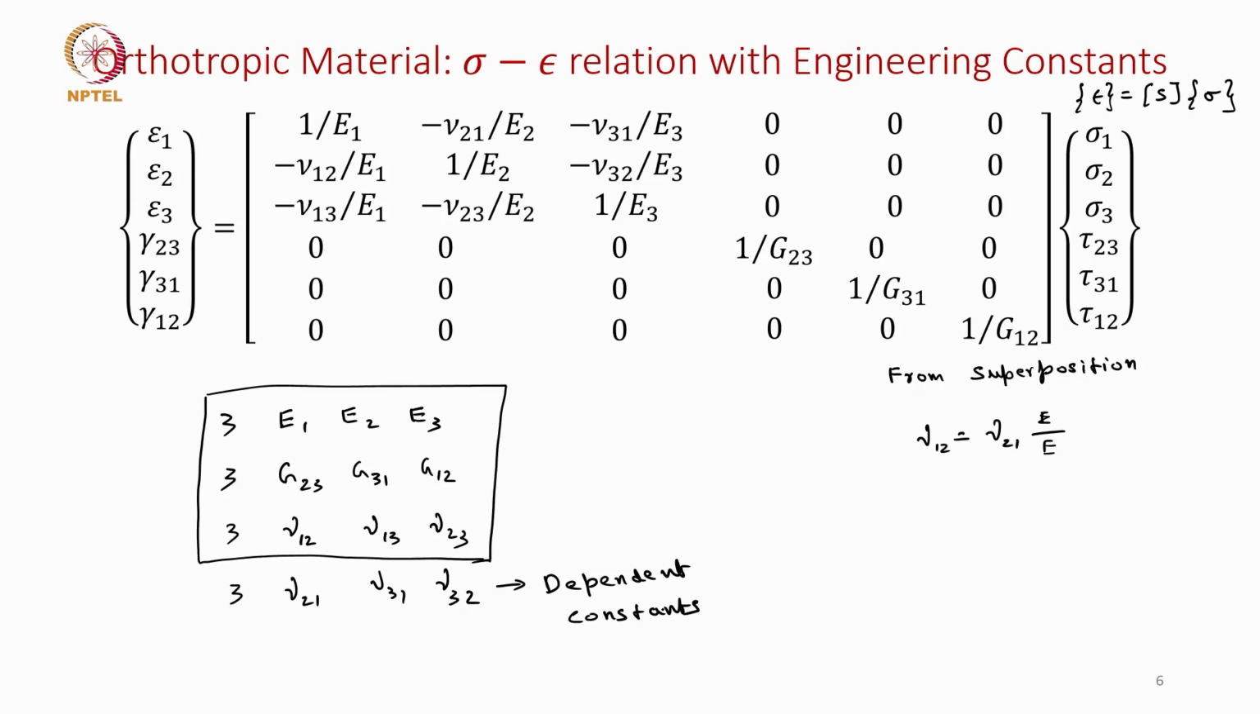The reason they are dependent is that I can find out what the Poisson ratio nu 21 is by knowing the Poisson ratio nu 12 and the elastic constants E1 and E2. Since I am able to find nu 12 using the other 9 independent constants, we call this a dependent constant. So effectively, we have shown that for an orthotropic material, using these 9 independent engineering constants, we can describe the strain-stress relations.